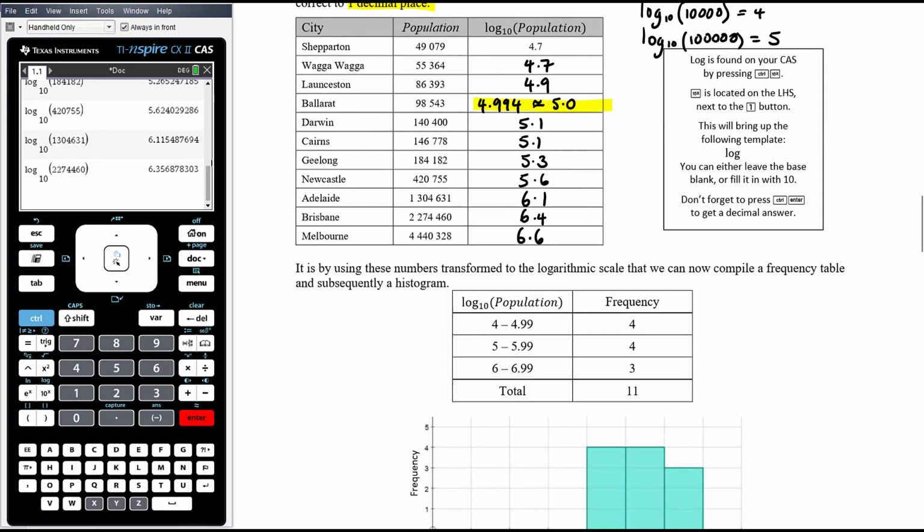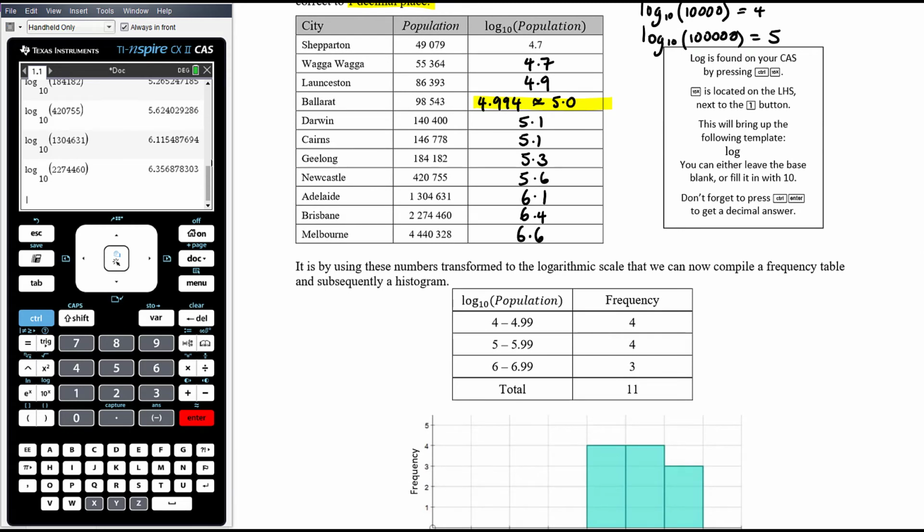So as I said, we can group the data and create a histogram. We can group the log data where we look at from 4 up to but not including 5, from 5 up to but not including 6, from 6 up to but not including 7. And obviously the first group we're going to count in the 4 to not quite 5. These will all go in the 5 to not quite 6, and these in the 6 to not quite 7.